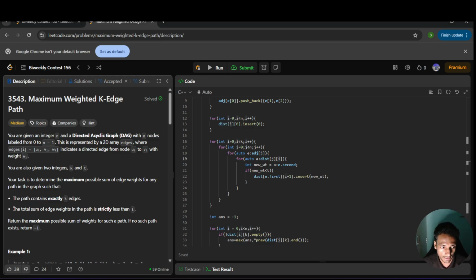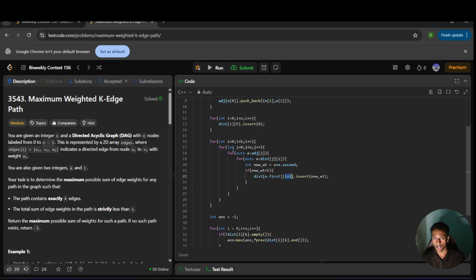This is sure. Next, I have to ensure that the sum of the weight should be less than t. So that's why if the new weight is less than t, then I am going to store it for the next number of edges. So you can see that e.first means v, from u to v, I can reach v. So this is going to the next distance for that node, and I am going to consume one more edge. So that's why this will be for i plus 1, the next number of edges. Got it? And what will be the weight of this path? This will be the new weight. Got it? In this way, actually, I have explored all the paths by using BFS.